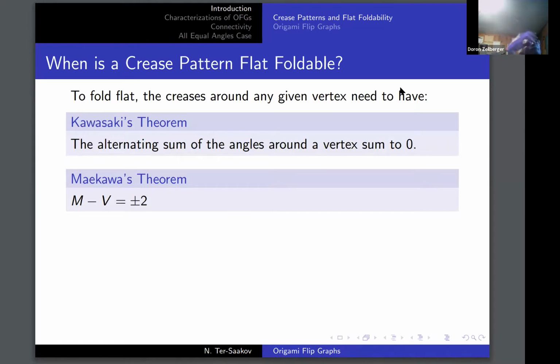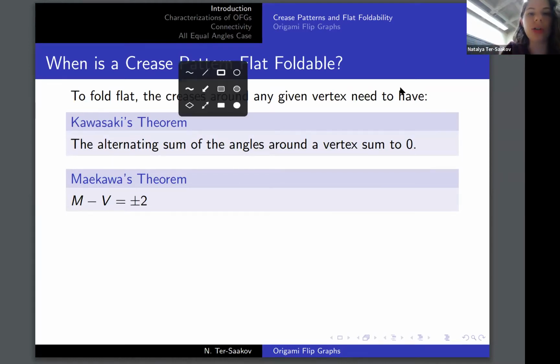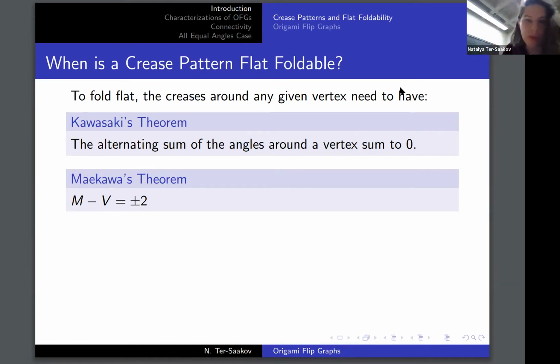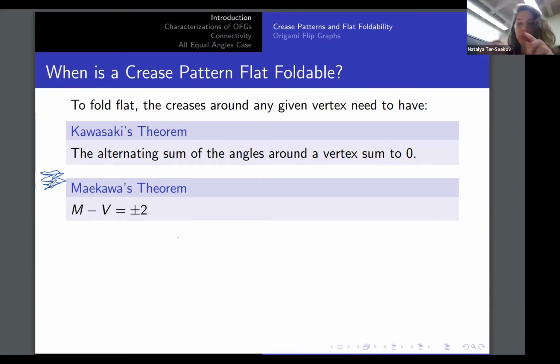So Maekawa's theorem is a statement that we need about flat foldability and mountain valley assignments. It tells us that the number of mountains minus the number of valleys is going to be plus or minus 2. For similar reasons, if you look at your folded entirely around one vertex crease pattern, it'll look something like a zigzag that hopefully matches up. And for it to match up, you must turn left and turn right almost an equal number of times, except for the 2 turns to make it a full circle.